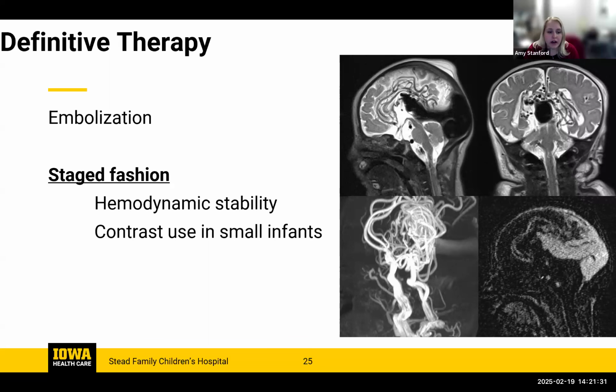It's important to note that not all infants with vein of Galen will require neonatal intervention, but in those where they cannot safely discharge home without some sort of intervention, a staged approach is best.